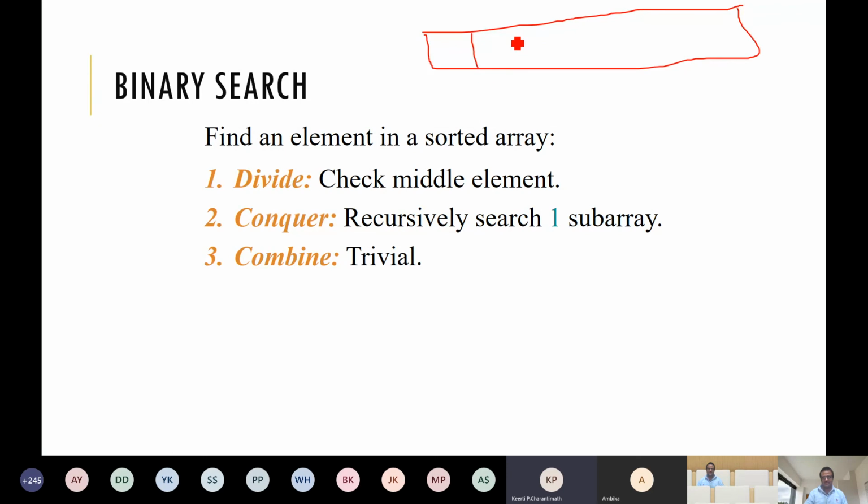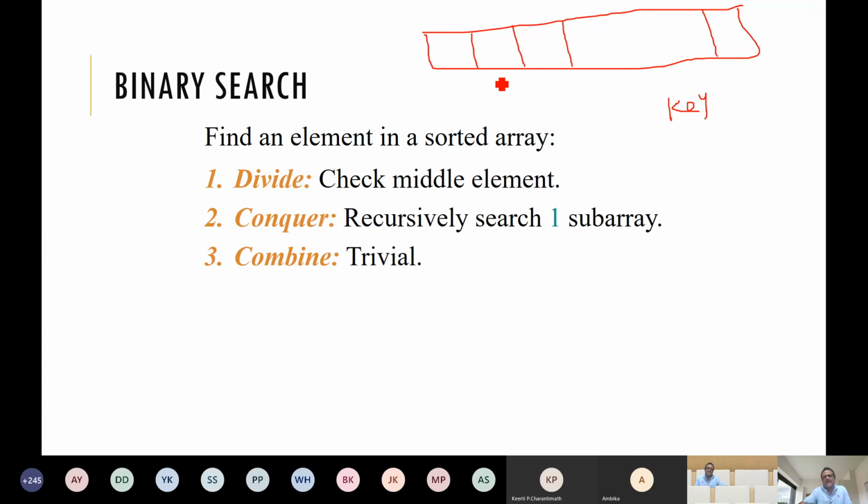We find the middle element and compare it with the key. If the key is greater than the middle element, we proceed to the right half of the array, if it's arranged in ascending order. If the key is less, we proceed to the left half, and again we go on dividing. So that is what is called the binary search technique, or binary search algorithm.